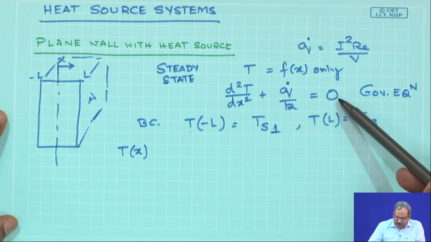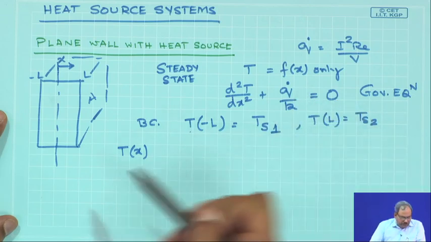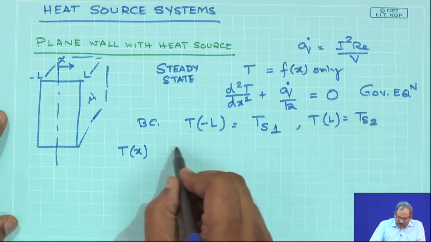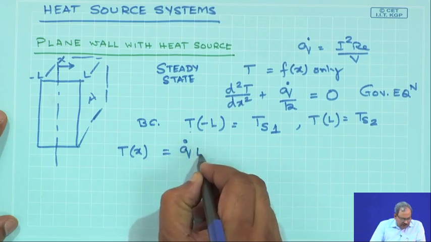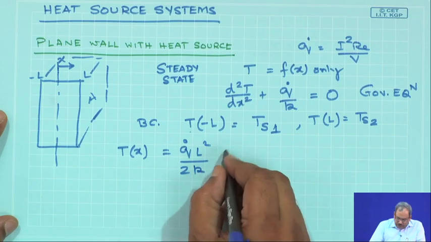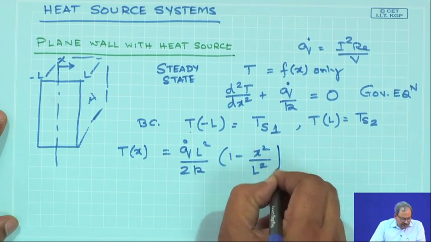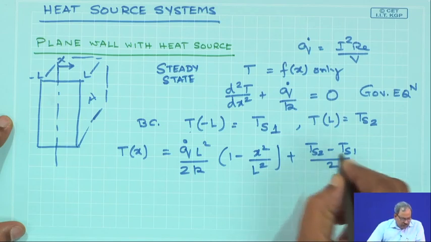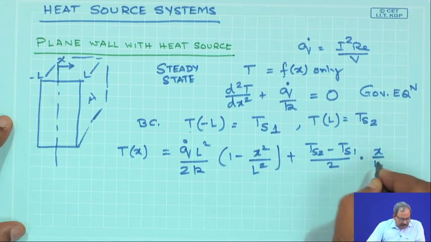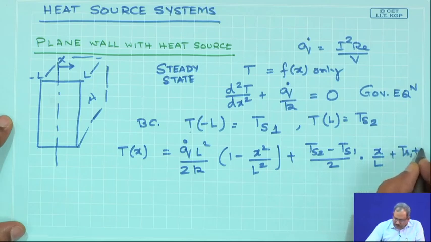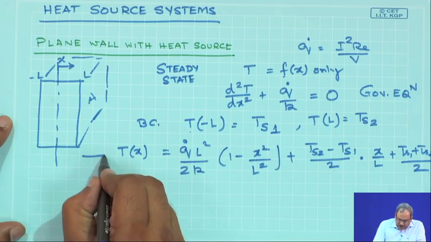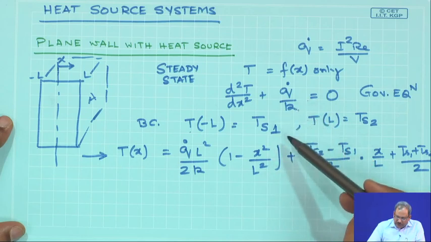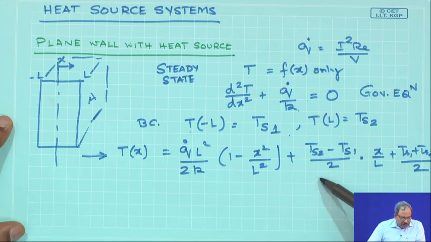I am not deriving all the steps. You can simply integrate this equation, use the boundary conditions, find out what are the integration constants when you do this, and your T as a function of x would simply be q dot L square by twice k times 1 minus x square by L square, plus T S 2 minus T S 1 by 2 times x by L, plus T S 1 plus T S 2 by 2. I leave this for you to do this exercise of converting the governing differential equation with the help of these boundary conditions to the final form of this.